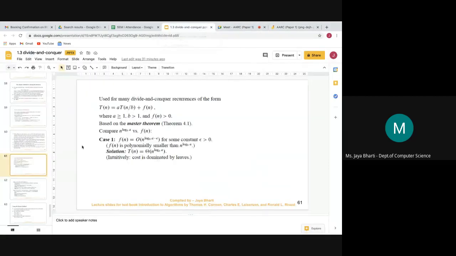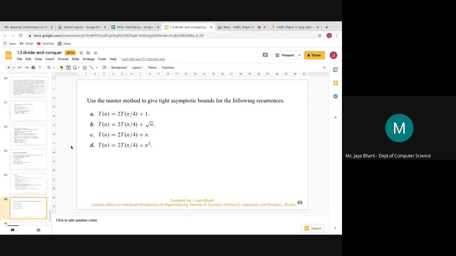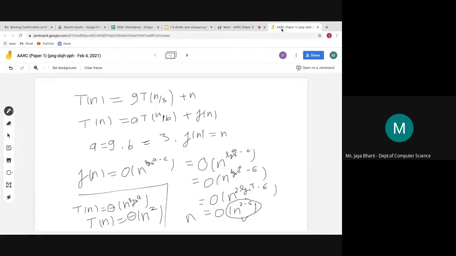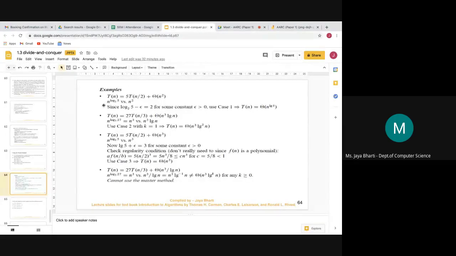Okay, so we will continue to the next example. So then maybe you will understand. So this is the same example. So here, T of n is equal to 5T(n/2) plus theta of n square. So instead of 9, here it is 5, and instead of 3 it is 2. So you need to solve it in the same method. Okay. So when you solve, you need to compare this one and this one.